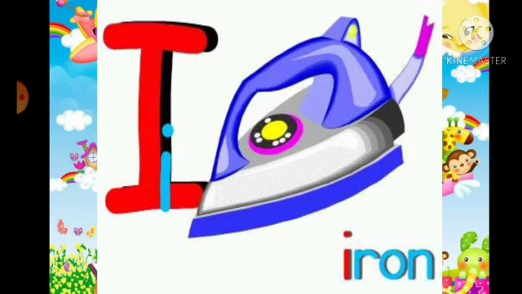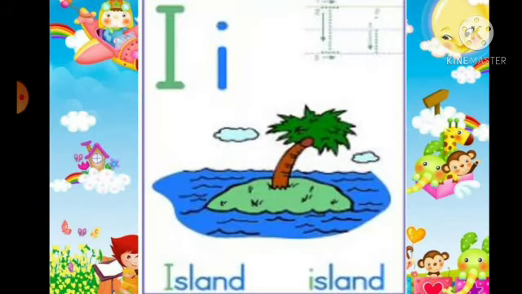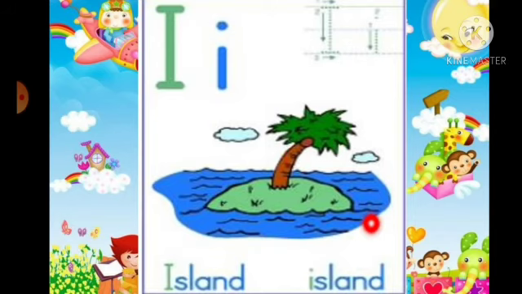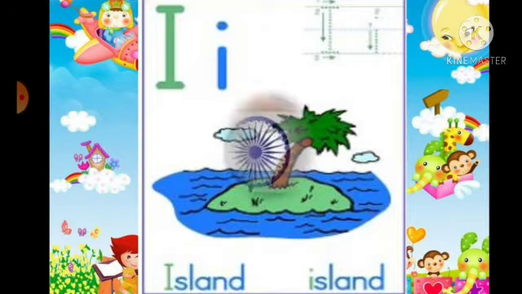Here we go next picture. What is this children? Hey, have you seen this children anywhere? Yes, this is I for island. See here children, this is island. See how beautiful it is? Do you like island children? Yes. So, I as in island. I as in island. Here we go our last picture.